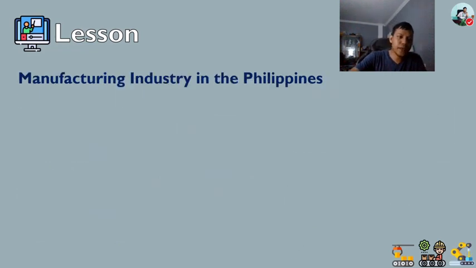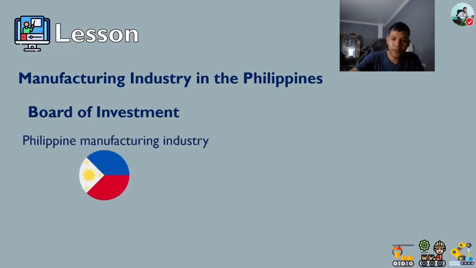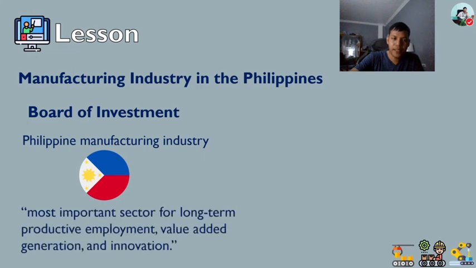Now let's proceed to the manufacturing industry in the Philippines. We will focus now on our own country, the Philippines. So according to the Board of Investment, the Philippine manufacturing industry remains to be the most important sector for long-term productive employment and value-added generation and innovation. So it has the highest multiplier effects. They call it the multiplier effect.